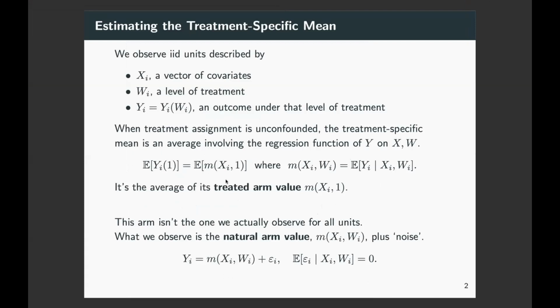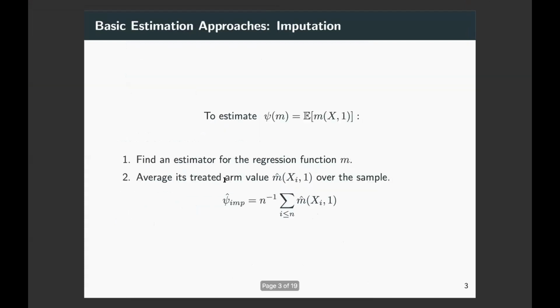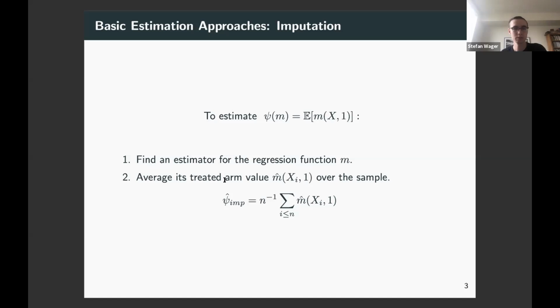So let's talk about some basic estimation approaches. The first is really obvious. If we want to estimate the average of the treated arm value of the regression function, we just find an estimator for the regression function, and we average its treated arm value over the sample. This is often called imputation.